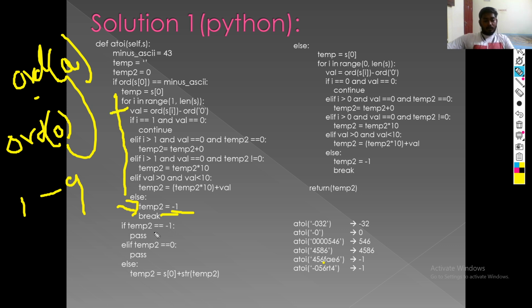Now temp2 is equal to -1. If temp2 is equal to -1, we are going to give a pass statement. If temp2 is equal to 0, I hope you guys understand. The reason why we are giving this is that we are going to return the temp value. So if temp2 is equal to -1, it won't do anything. If temp2 is equal to 0, it will pass. Else, one more thing: for example, if you are getting a 32 with a minus, like -32, the minus value should be included in the final output.